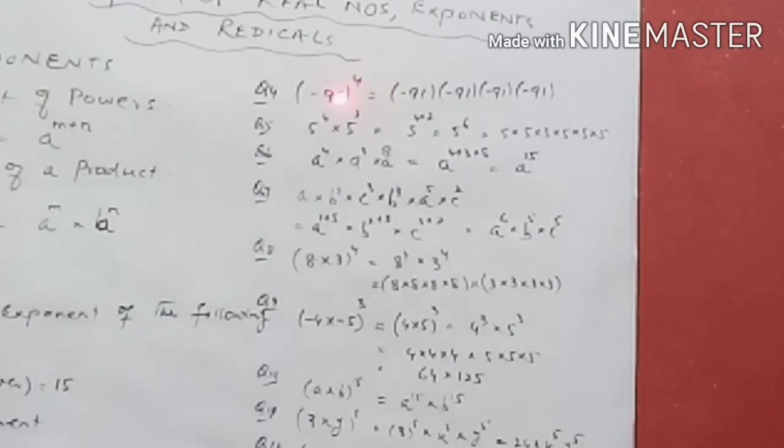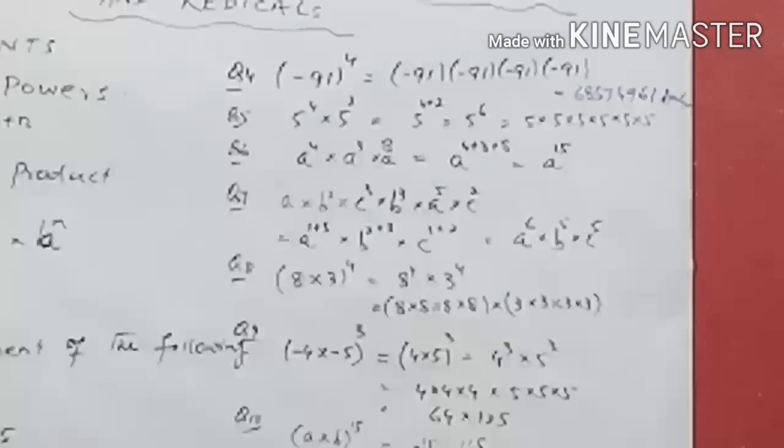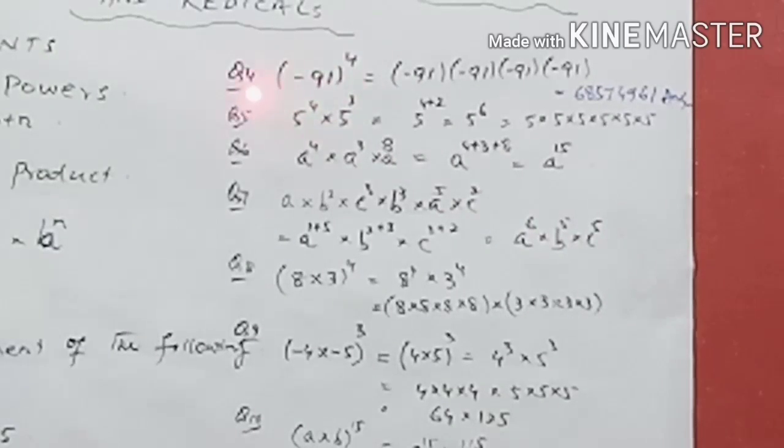And it is the easiest way. Minus 91 is a negative term which has the power 4, as we discussed in question number 2. If any negative term contains an even power, the answer is always positive. Therefore, we multiply 91 four times, 91, 91, 91, 91, and then give the answer. Okay students, I think question number 4 is clear now.